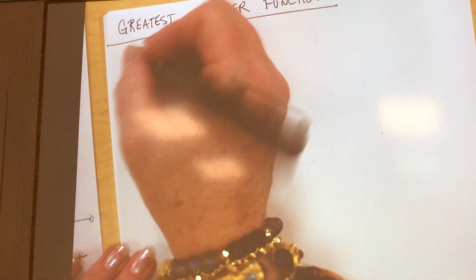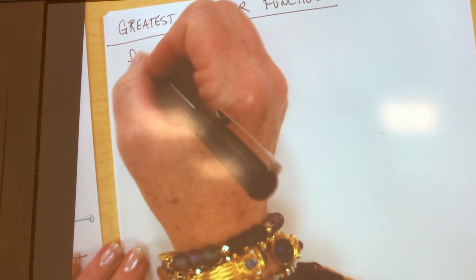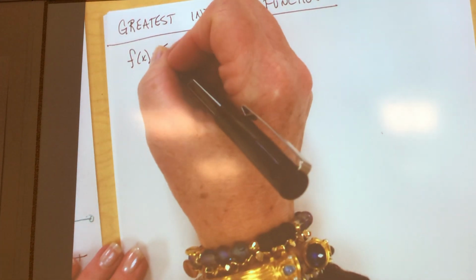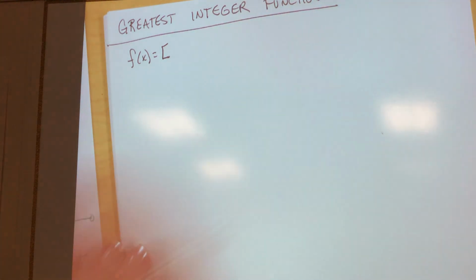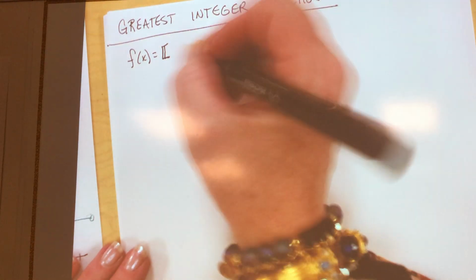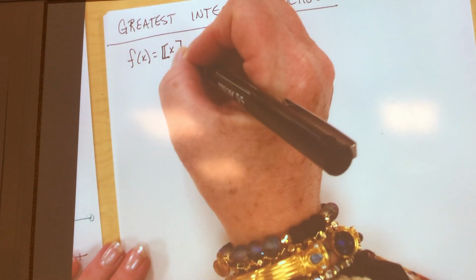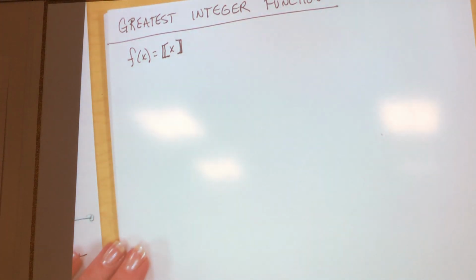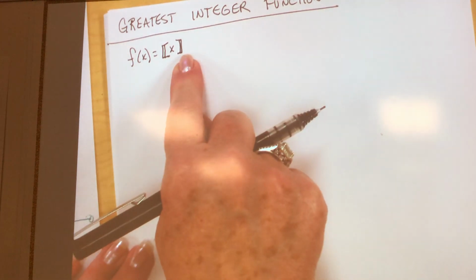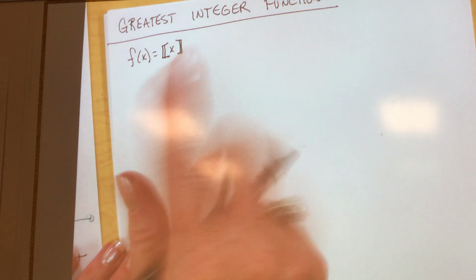Okay, so it looks like this. f of x is equal to a bracket, but it's a double barred bracket. What does that do? It makes it the greatest integer function. It's a double barred bracket. And here's what it means.